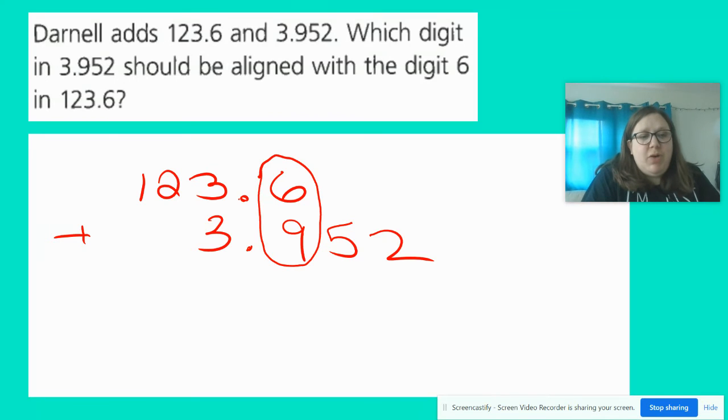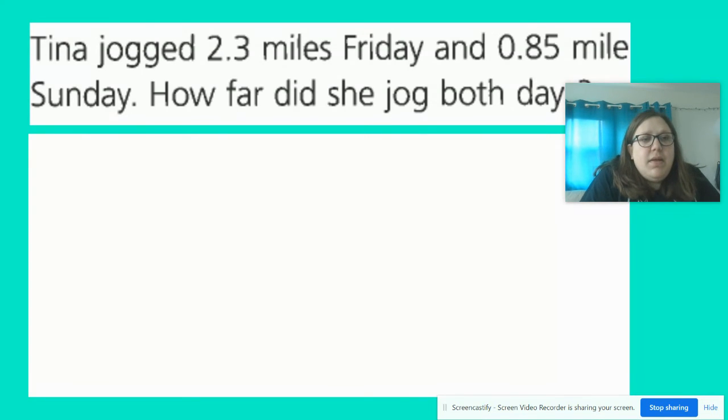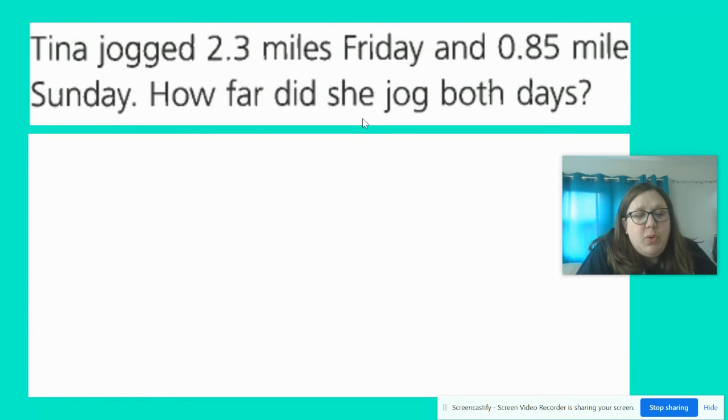All right, let's keep going. Tina jogged 2 and 3/10 miles on Friday and 8/10 miles on Sunday. How far did she jog both days? So this is going to be an addition problem because we're finding the total of both days.